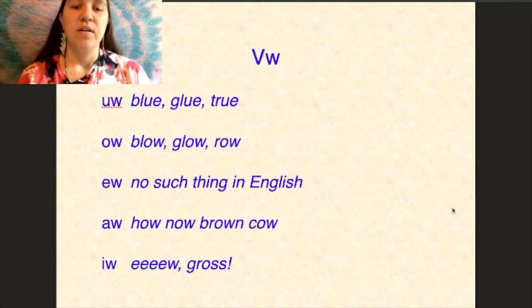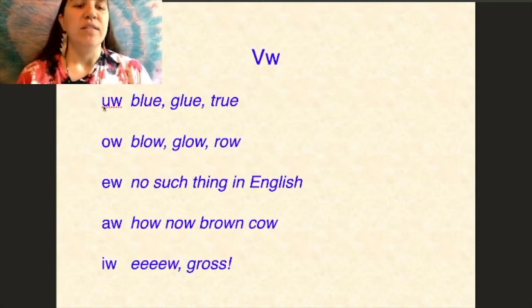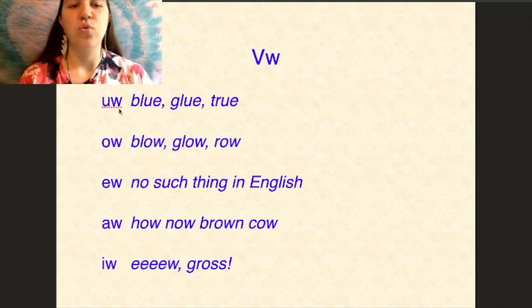So these are going to be some vowel sounds. For example, when it's a vowel followed by a W, it'll make the same kind of sound as in oo, as in blue, glue, true, and o as in blow, glow, row. And there isn't really an example word in English for this sound that we have in Chukchansi, and this is ew, ew.